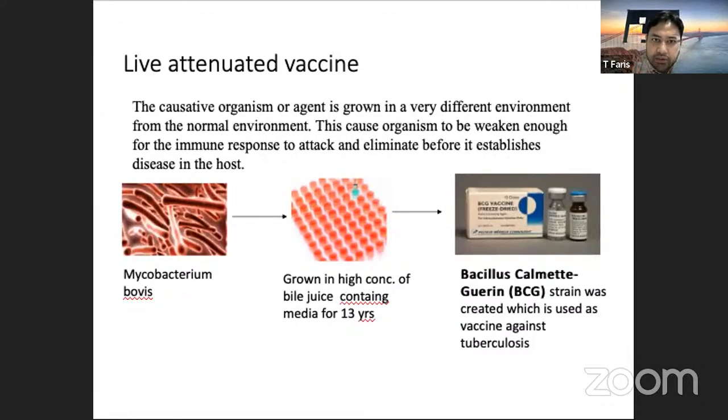The causative organism or agent is grown in a very different environment from the normal environment. This causes the organism to be weakened enough for the immune response to attack and eliminate it before it establishes disease in the host. For example, here Mycobacterium bovis. You grow it in a high concentration of bile juice containing media for 13 years, and then you can produce the BCG strain that was created, which is used as a vaccine against tuberculosis.